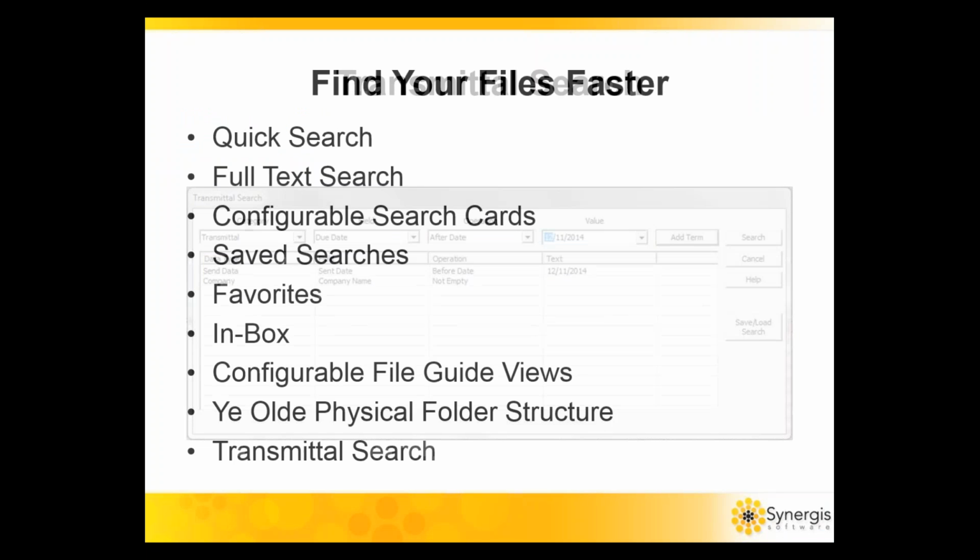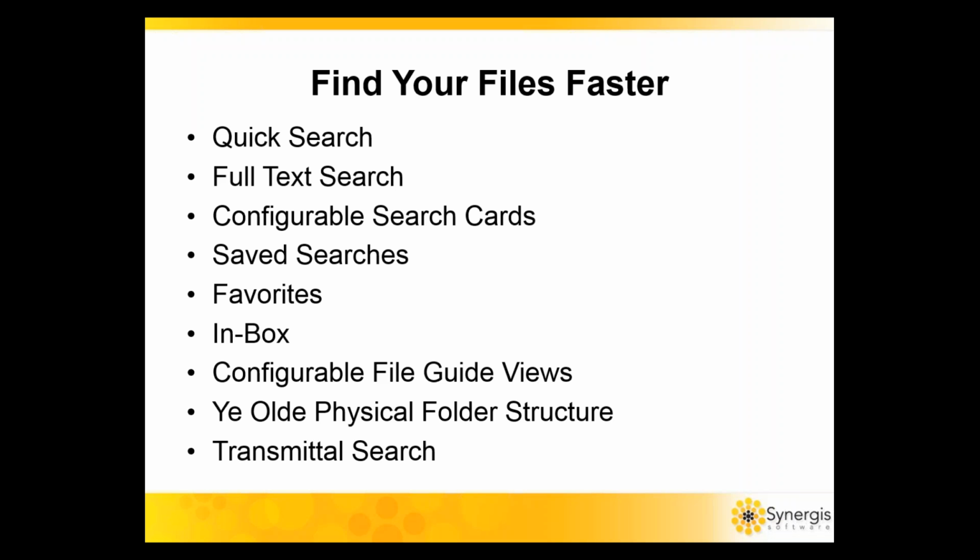And I think with that, a couple things I want to mention. We just went over a lot of stuff here, and we covered quick searches, full text search, the configurable search cards, save searches, favorites, the inbox, configurable file guide views, ye old physical folder structure, and the transmittal search. I know that's quite a bit to cover, but again, if you want to search on these keywords in your Adept help, it will bring you right to them, other than ye old, I don't think that one's going to be in there. That one's actually the library browser.